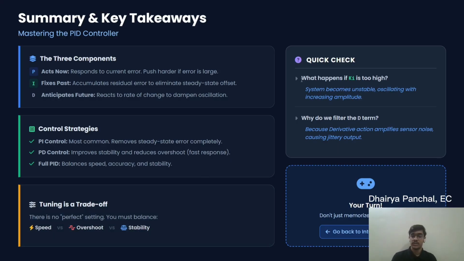So these are a few questions. What would happen if my KI is too high? And what do we do to filter the derivative term, right? So once again, this was the entire summary of PID controller.